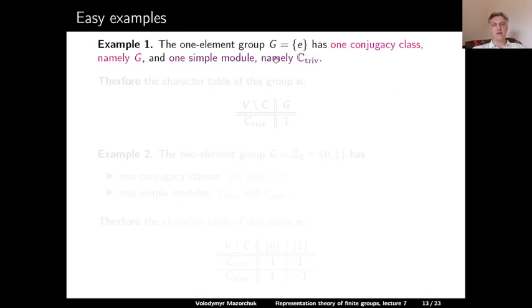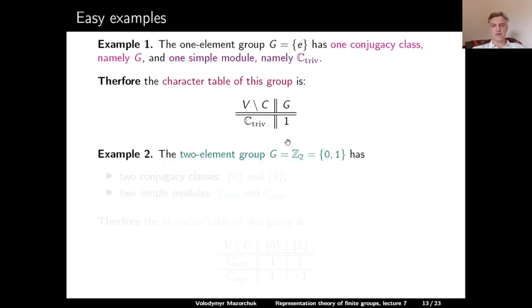If we take the group consisting of one element, it of course has only one conjugacy class, and it has only one simple module, namely the trivial module. So the character table of the group is a 1 times 1 matrix, which consists of the element 1.